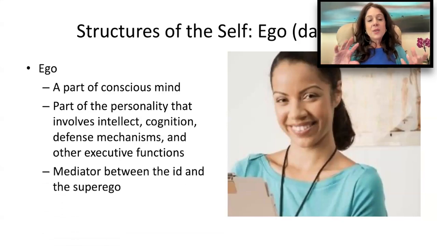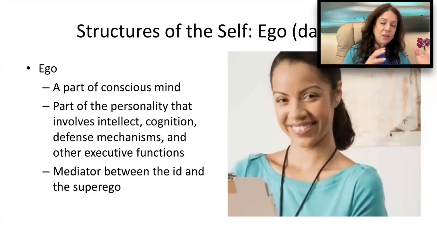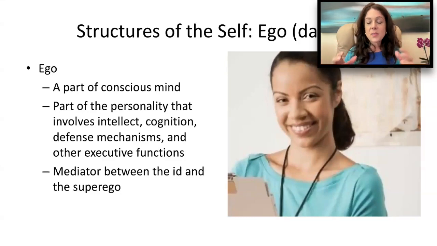Now this ego is also the mediator between the id and what we're going to call the superego. It's the mediator that works between the two impulses, so it's the middle ground, the reasonable part of the personality structure.